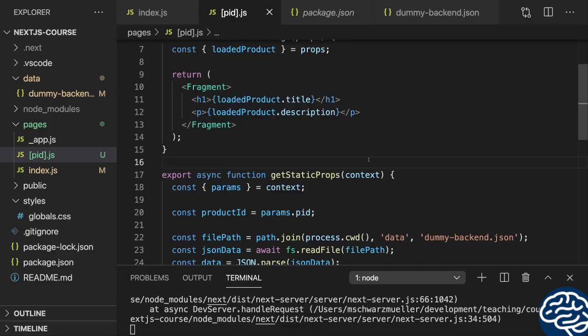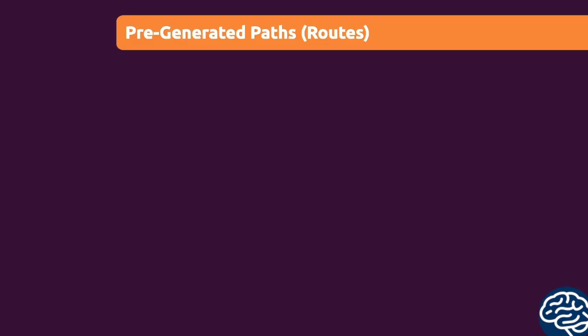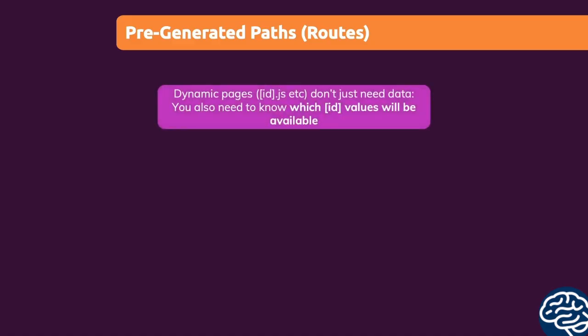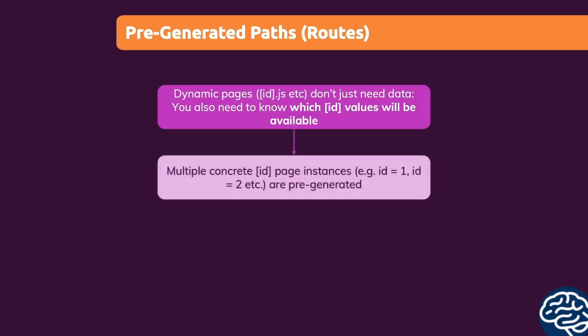That's why for such dynamic routes, we need to give Next.js more information. We can also tell Next.js which paths, so which instances of a dynamic page should be pre-generated. Because here we don't just need data, we also need to let Next.js know which ID values, which dynamic segment values will be available, and for which values a page should be pre-generated, so that multiple instances of that page blueprint can be pre-generated by Next.js.